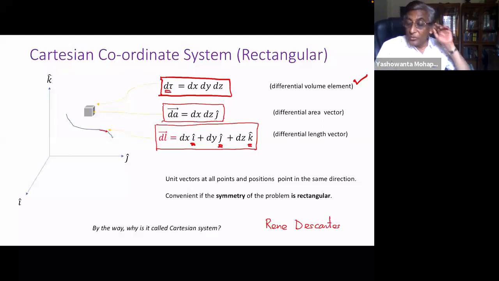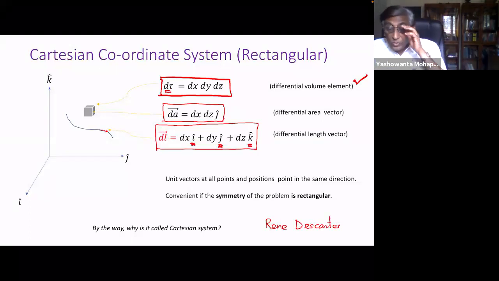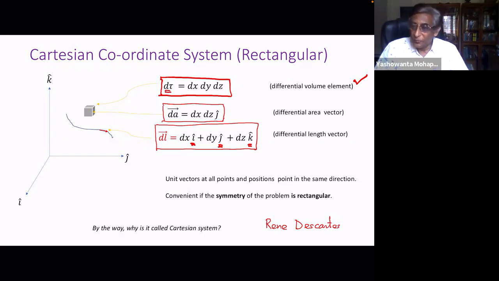So d tau, dA, and dl. In any coordinate system, if we know these three, we are done. In most of our work, which involves either a volume integral or a surface integral, the volume integral would involve dx dy dz in Cartesian coordinates, and the surface integral would be something like this, and the line integral would involve dl in the direction. Suppose this is dl, and that is in this direction. All right.